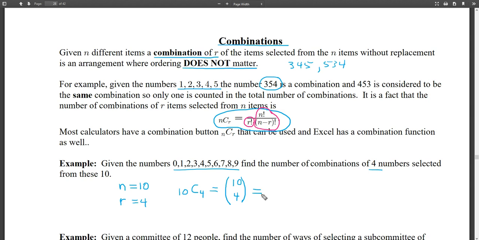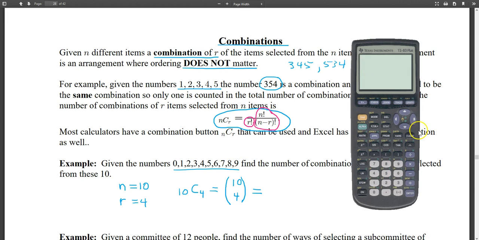Now let's use our calculator to evaluate this. We would enter that as 10, and then we have to find the combination button. So once again, you go into Math on a TI calculator, over to Probability, and then nCr is number 3. Go down, or hit the number 3. And then type in 4, and hit Enter, and there you go. So this is 210.